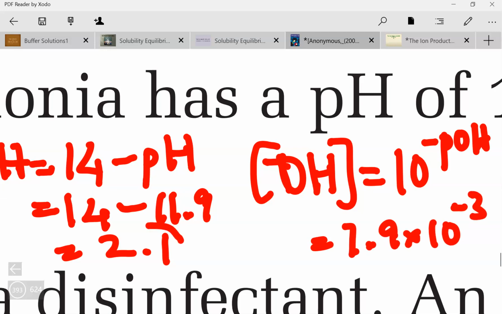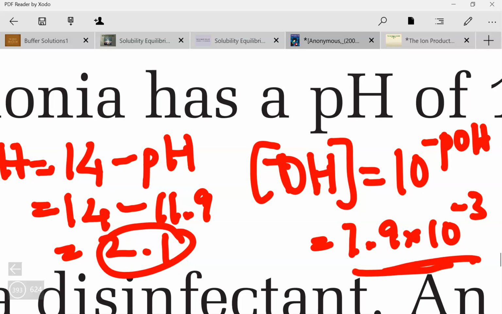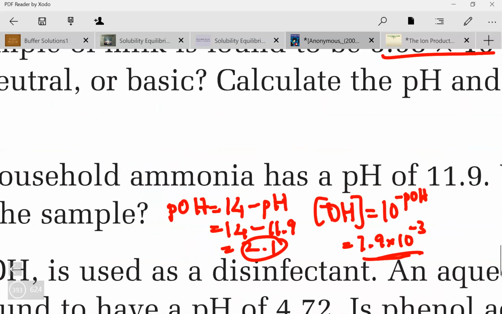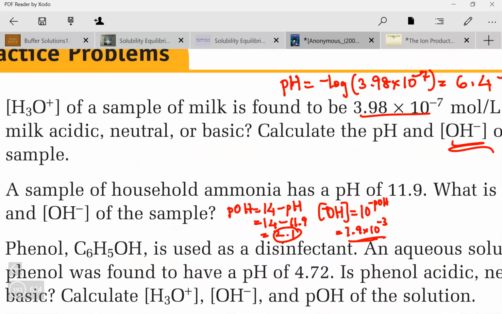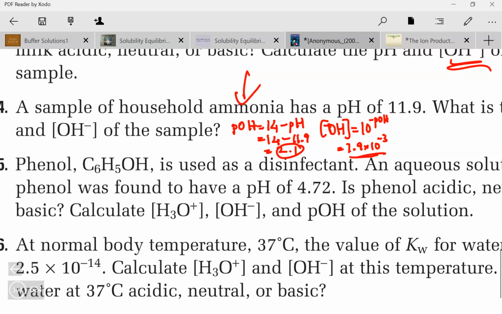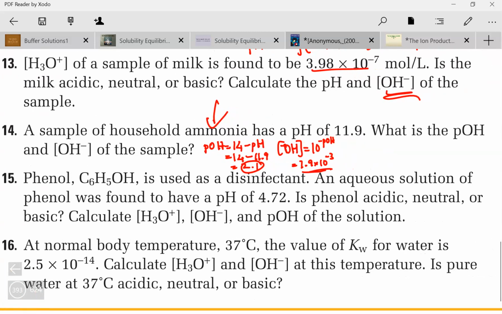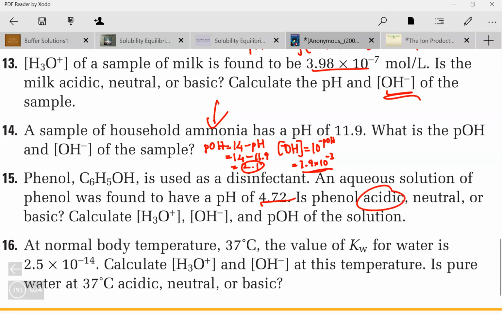Again, we'll stress the fact that the low pOH implies there's a high OH minus concentration relative to neutral, right? So our H3O plus concentration is going to be super low, our pH is going to be super high, and that all means that it's a basic solution, which we know, ammonia is basic. A pH of 4.72, is it acidic, neutral or basic? pH is low, acidic solution. Super easy.